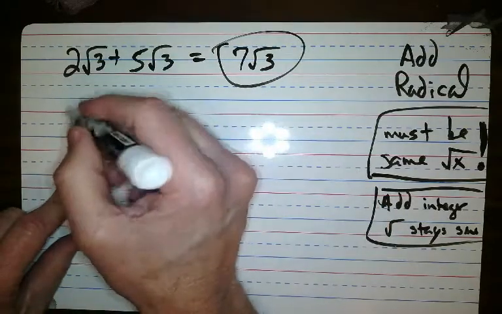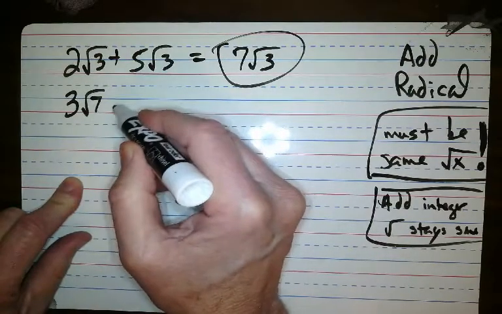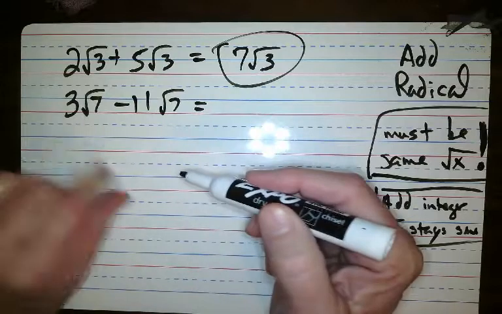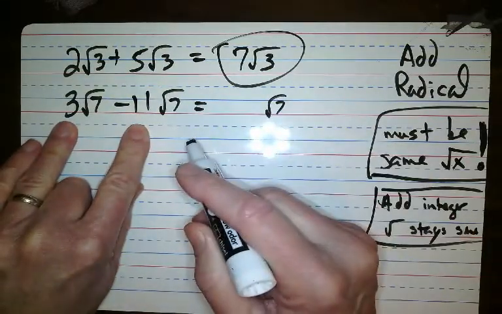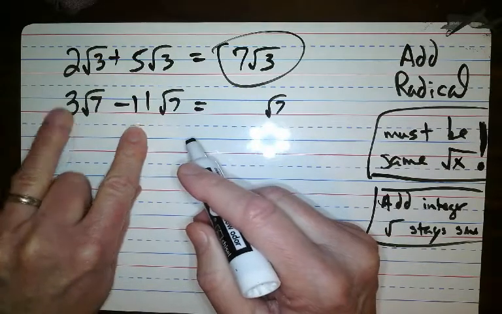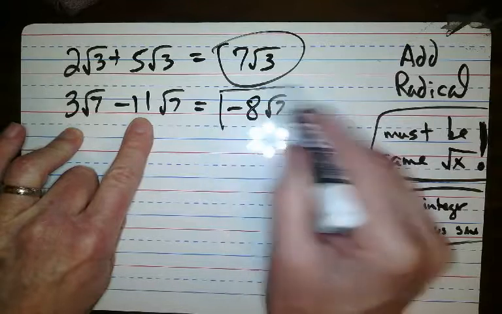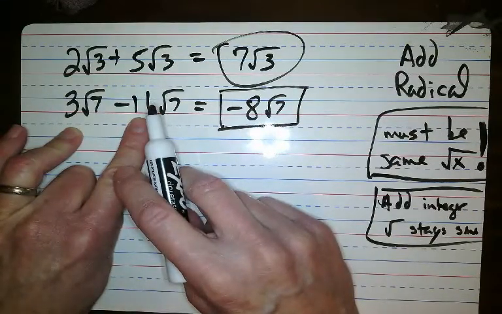Do another one just like that one. How about 3 radical 7 minus 11 radical 7? Well, I know the radical is going to be 7, right? Yeah, that can't change. So what's 3 minus 11? 3 minus 11 is negative 8. So that's the answer. That's all you have to do.